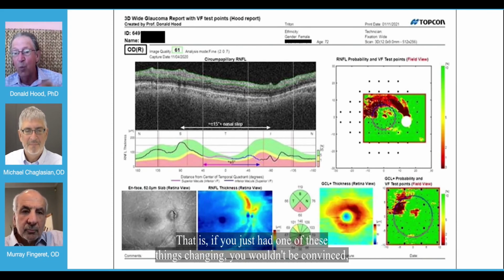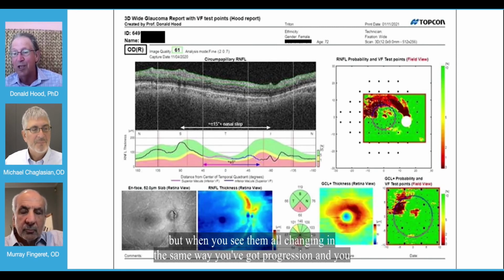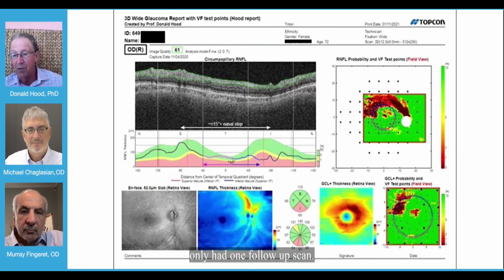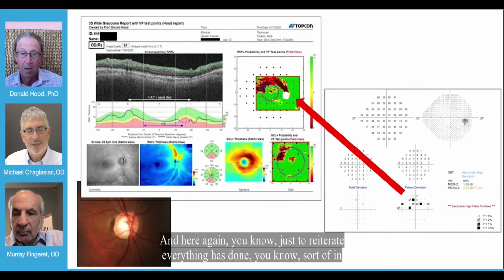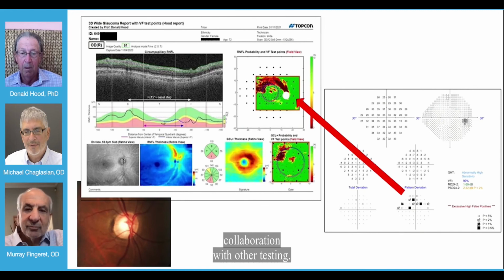That is, if you just had one of these things changing, you wouldn't be convinced. But when you see them all changing in the same way, you've got progression, and you only had one follow-up scan. And here again, just to reiterate, everything is done in collaboration with other testing.